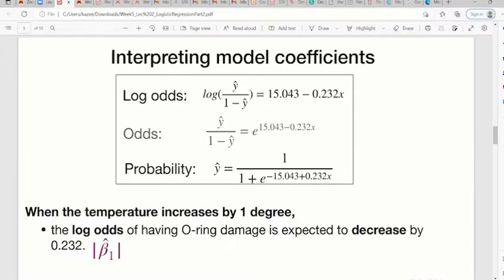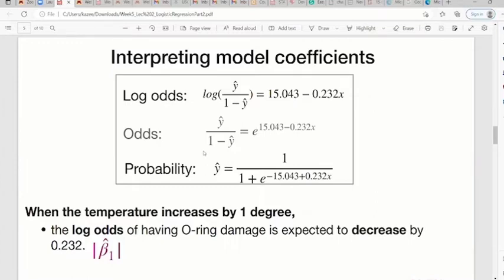The log odds is what we call the logit form, but you can also have the odds. The odds is just removing the log. When you remove the log from here, what happens? The log becomes an exponential. Take a look at that. So we're basically going to have three forms, generally speaking: the log odds, the odds, and the probability. Now the question is, how do we actually interpret the model coefficient?